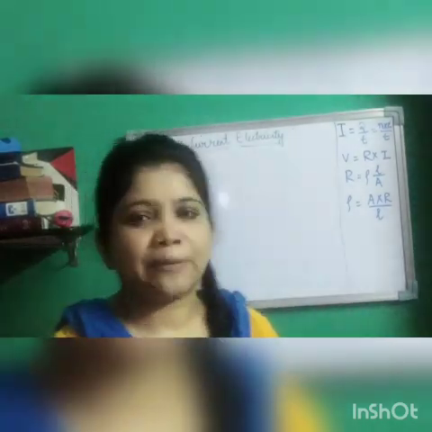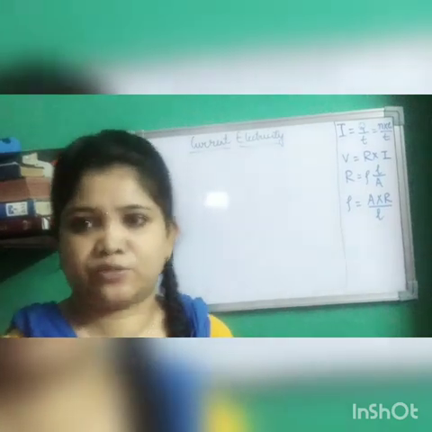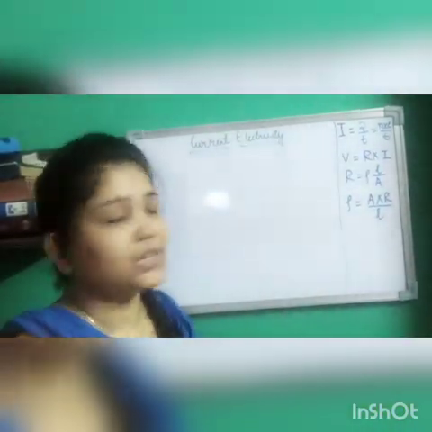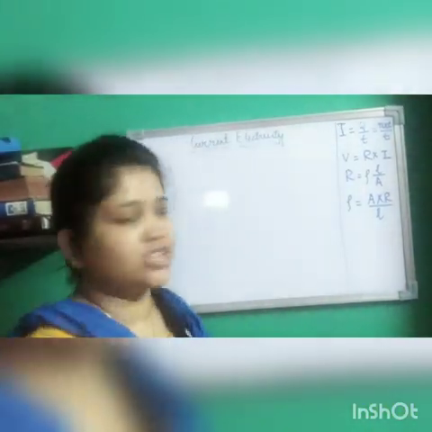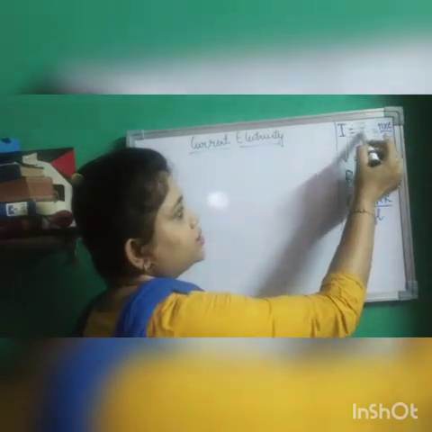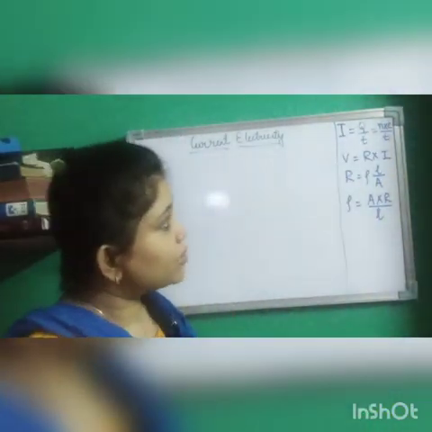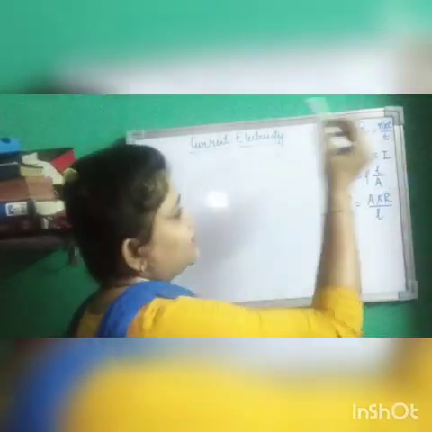So let's recap the formulas which I have taught you in the class and with which we are going to do the sums today. The first formula which comes here is current I. Current I is Q by T. What is Q? The total amount of charge, by time. And this total amount of charge is nothing but N into E, where N is the number of electrons, E is the charge on one electron, and T is the time.